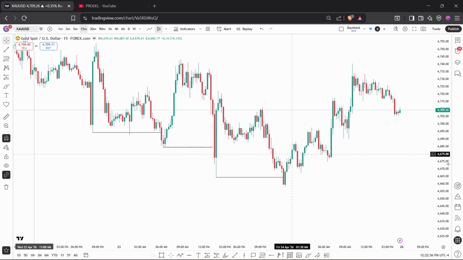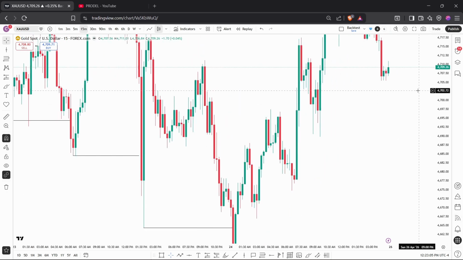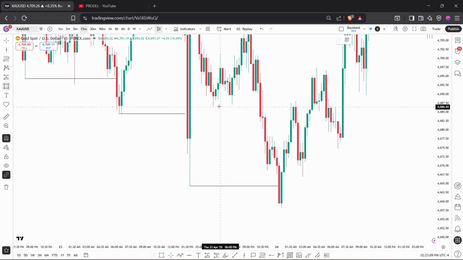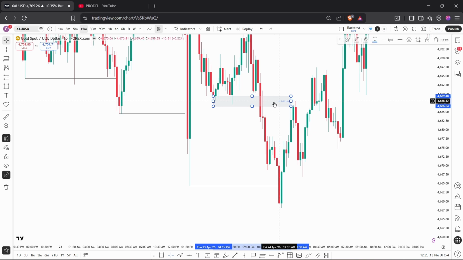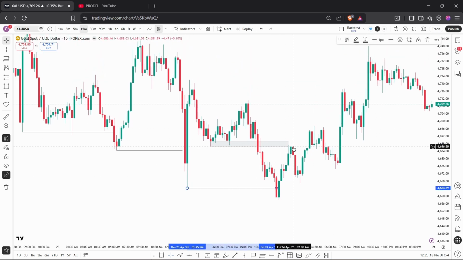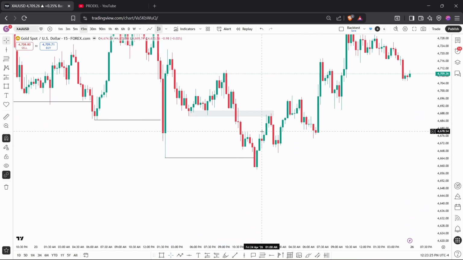And on the Friday, it starts from here. On the Friday, you can see this is the support level, which is broken by this candle, and it formed the bearish breakup structure, and it becomes the resistance for the market, and we can sell from this level.